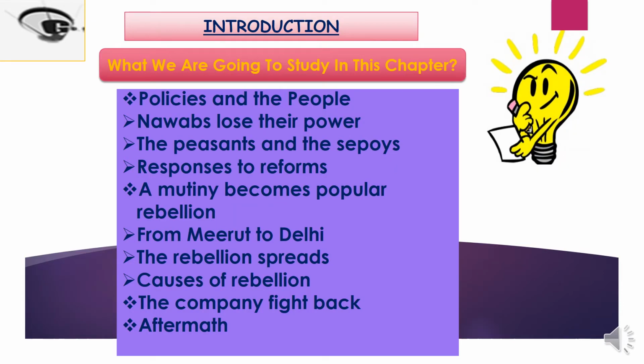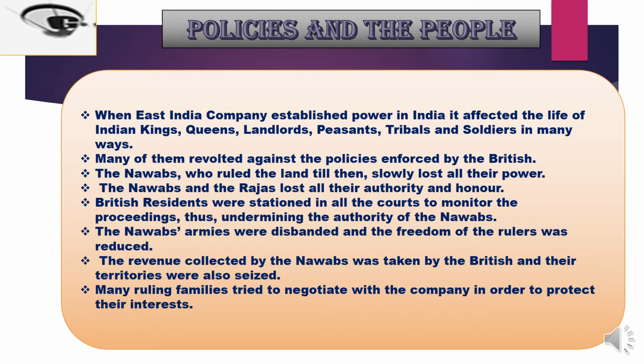Children, these are the topics which we will be covering under this chapter. But today, I will be including the topics like policies and the people, Nawabs lose their power, and the peasants and the sepoys. So, the first topic is the policies and the people.